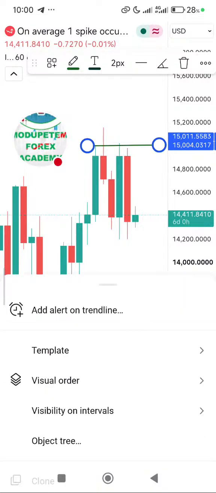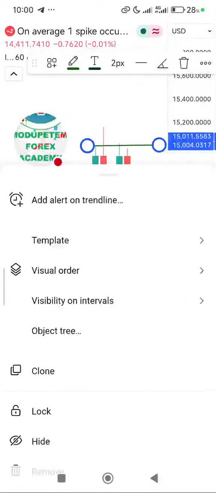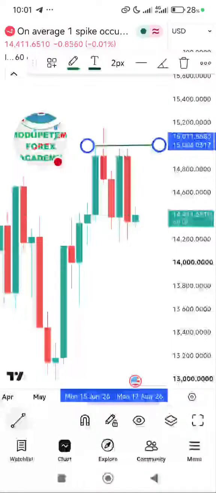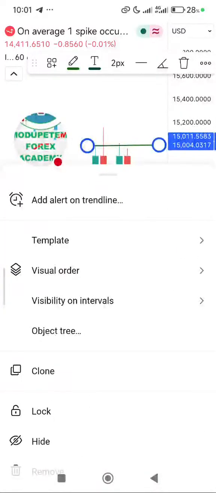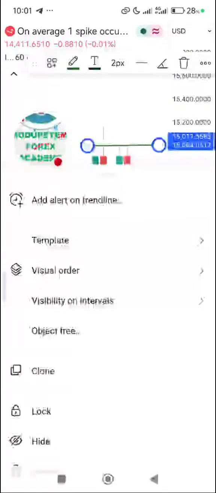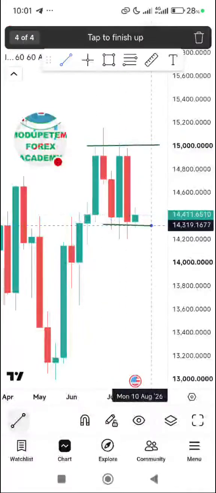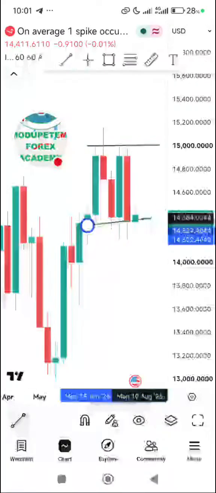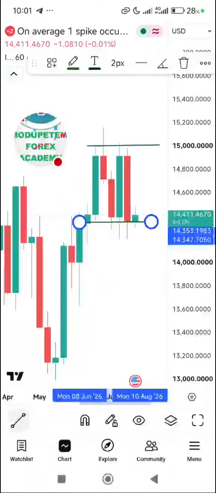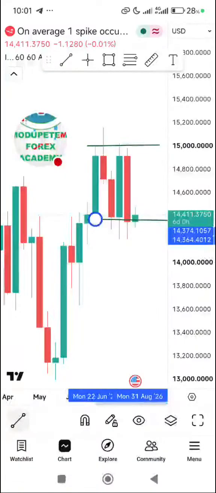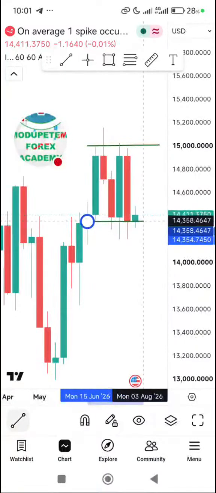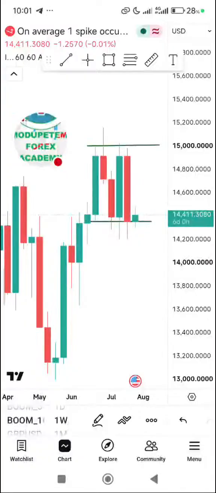So you can see this CRT. I have it there. I have this that has been traded to already. So they've raided the low. You can see, this bullish candle is my CRT candle. So they've traded below the low already. So I've seen this on my weekly time frame.